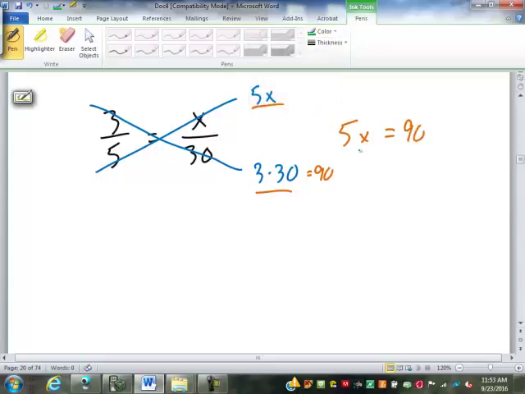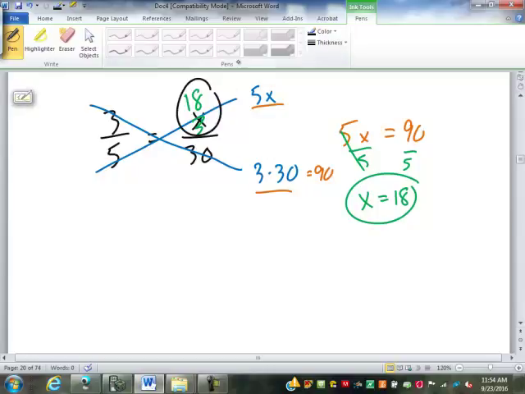So we can divide by 5 to get that x must equal 18. And that would be equivalent. Those would be equivalent fractions if I put 18 in here for x. The reason I'm showing you this is we don't always have simple little proportions like this where one of the whole sections is the missing number. We could have something like this.